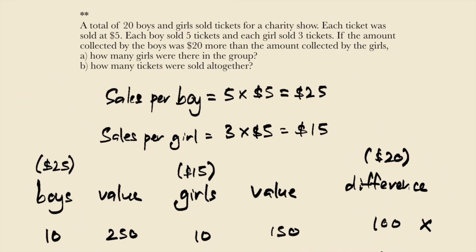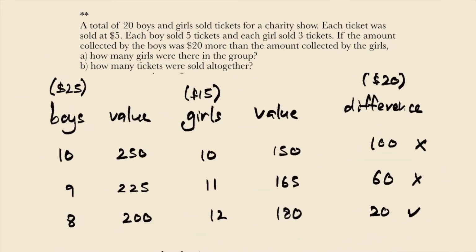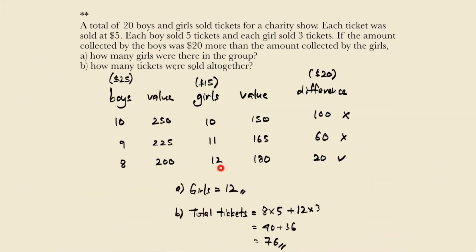That's way too much. Okay, so let's decrease the number of boys by 1. Increase the number of girls by 1. Now it's slightly closer. That's a reduction of 40, right? And if I reduce by 40 again, I would get what I want. So how many girls were there in the group? The answer is 12.